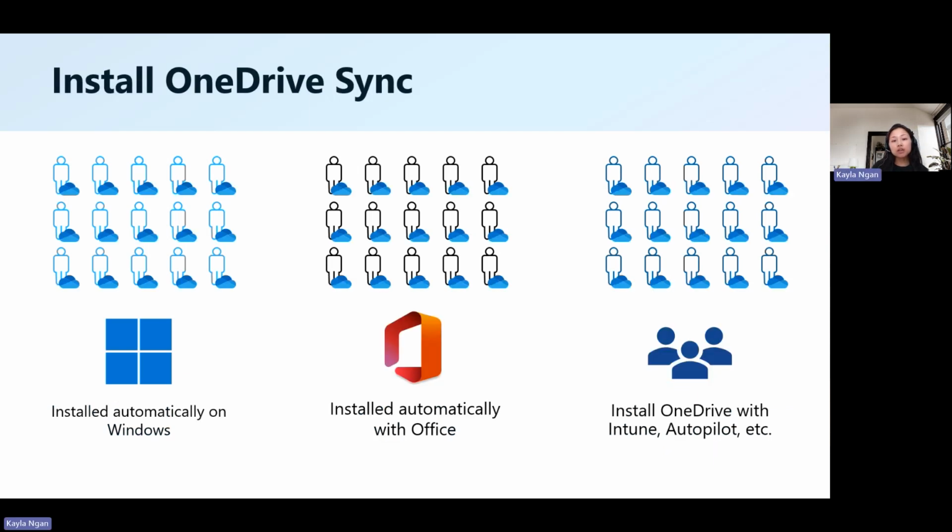OneDrive does get installed automatically with Windows or Office, and you can also install it using other tools like Intune. Currently, the Windows installation is set up per user, but we are transitioning to per machine installs, so there will be only one version, regardless of the number of profiles on the machine. And if you do need to move to per machine install before this transition, we do have an easy command that you can run for the conversion.